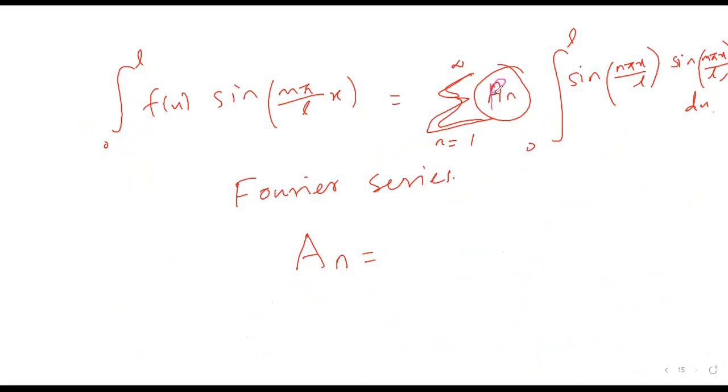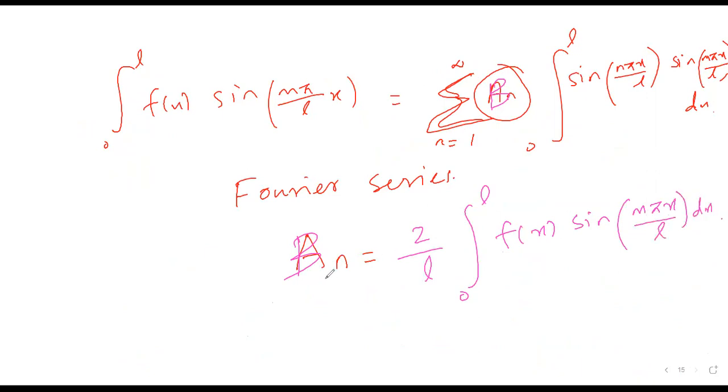I don't want to confuse you. Okay, let's do bn. bn can be written as 2 over L. So this is a Fourier series, but you don't need to know the Fourier series. Just write down this: integral of f(x) sin(n pi x over L) dx. So this is the bn.